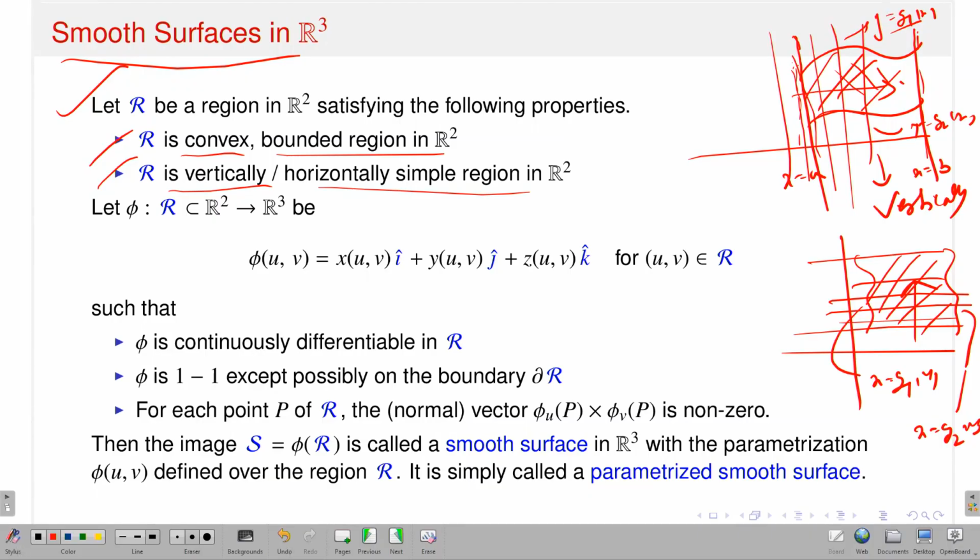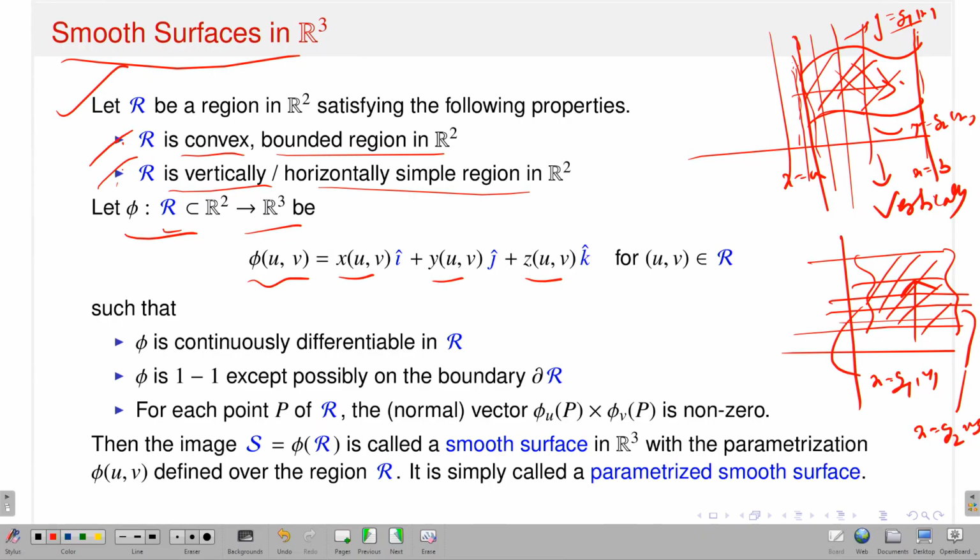That means it is convex, bounded, and either a horizontally or vertically simple region. So if I start with this kind of nice domain, which is convex, bounded, and either horizontally or vertically simple, then let phi be a function from your domain R, which is very nice as I have just discussed, it should satisfy these two properties, to R3 such that phi of (u,v) is nothing but (x(u,v), y(u,v), z(u,v)).